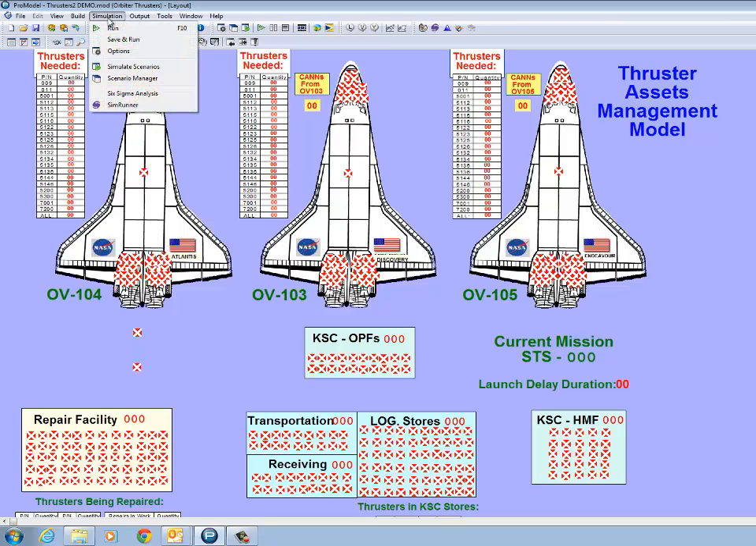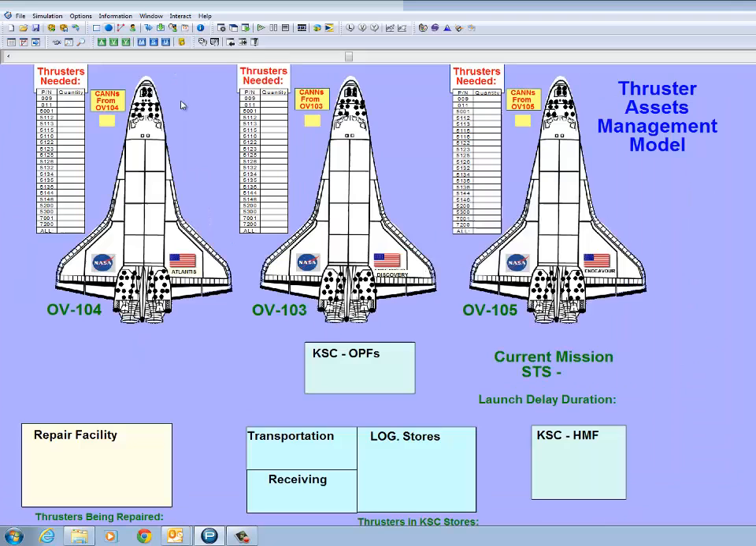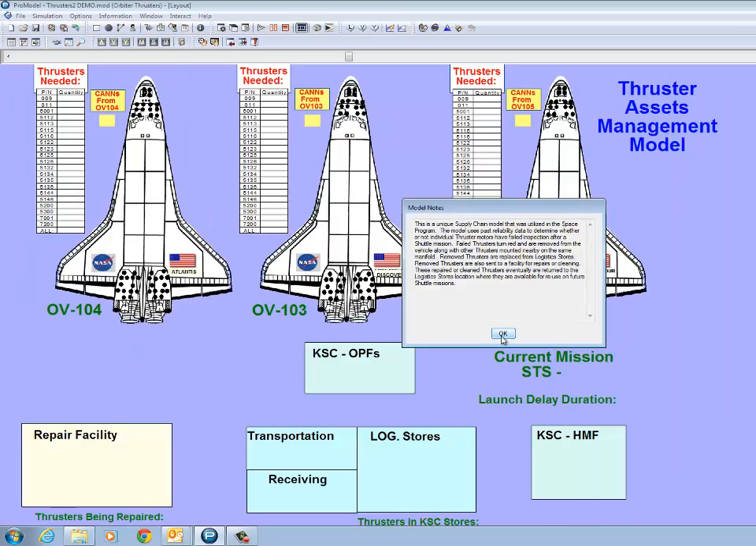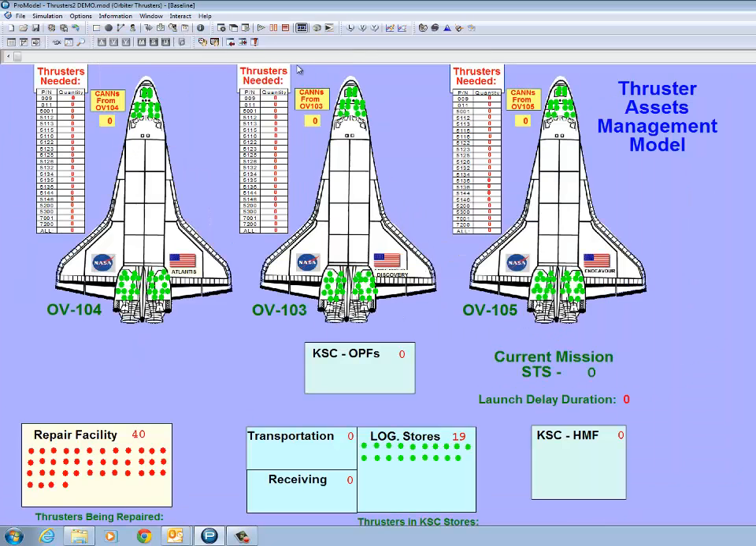The model that you see in front of you, the Thruster Assets Management Model, was built during my time at United Space Alliance, and we built this project working with NASA people because we wanted to better understand the risk of having a launch delay due to the unavailability of thruster motors in our supply chain.